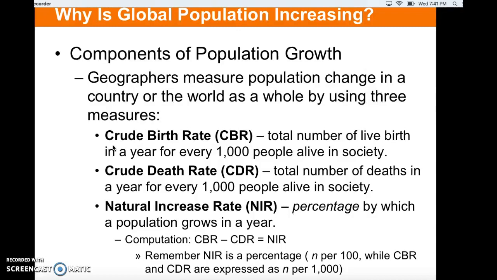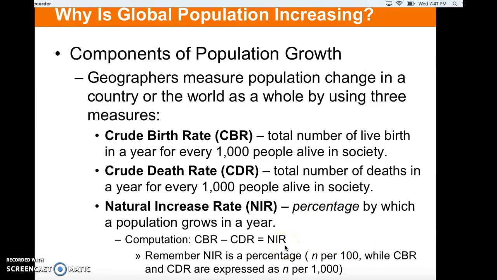The natural increase rate, or the NIR, is the percentage by which a population grows in a year. And the calculation in your book says crude birth rate minus crude death rate will equal NIR, but you need to divide the NIR by 10, because this is per 1,000. And if you need it in a percentage, you need it to be per 100. So 1,000 divided by 10 will give you 100.